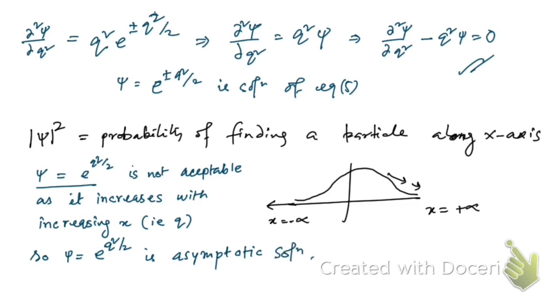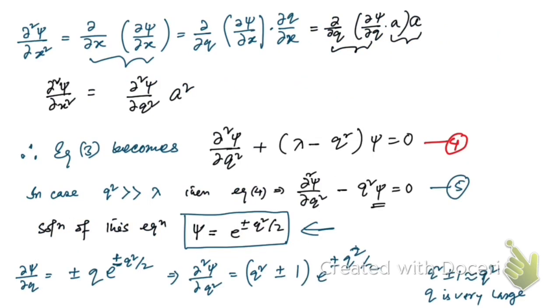Right. So now you see, from this analysis, it is clear that the solution of this equation must be a factor of this term e to the power minus q square by 2, because this plus q square by 2 is not acceptable. Okay, right.